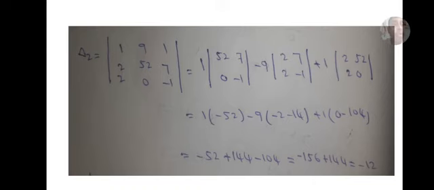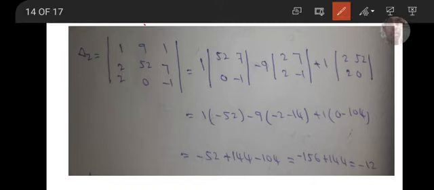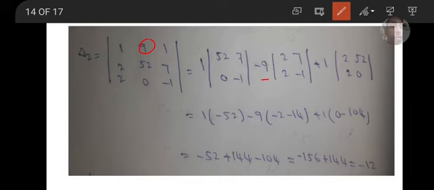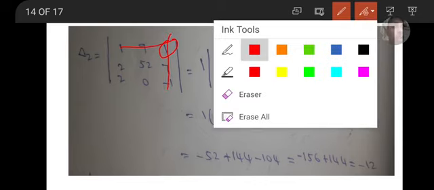Next delta 2. Delta 2 means we have to replace the second column of the coefficient matrix with the constants 9, 52, 0. So determinant: 1 into its minor, remove the row and column, 52 7, 0 minus 1. Next minus 9 into, removing the row and column, 2 7, 2 minus 1. Next, the third one, plus 1 into, removing the row and column, 2 52, 2 0. So find the determinant of the 2 by 2 matrices.